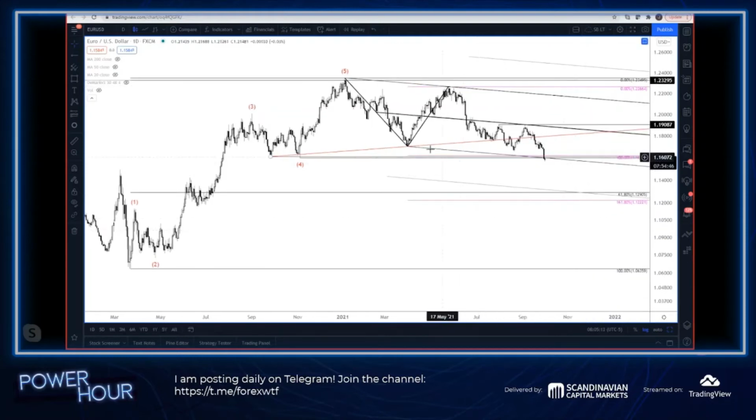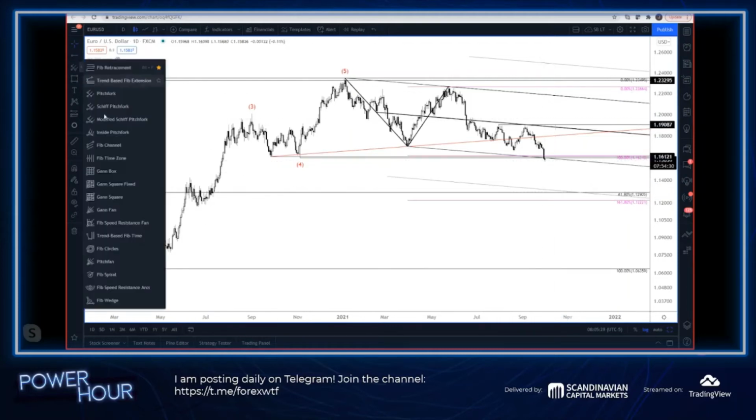The extensions, as far as channels are concerned, you have the half extension, which happens to coincide with the 618 retracement of that entire rally from the March 2020 low at 112.90, right? So it would look something like this.